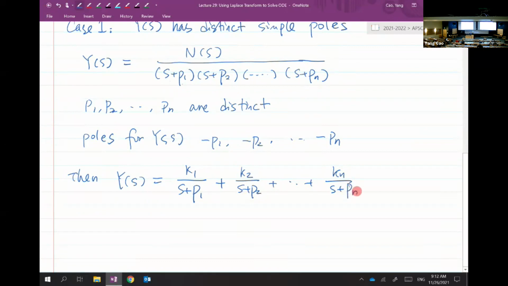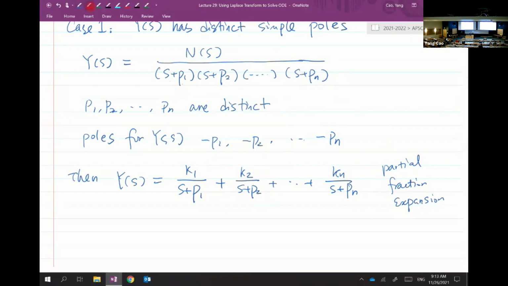Okay. So you can write this Y(s) into this format. Sometimes we call it partial fraction expansion. The numerator here now has constants k1, k2, up to kn. Those are constants, which of course we need to find out. p1, p2, pn are from the original fraction.